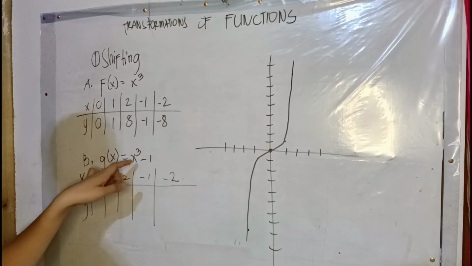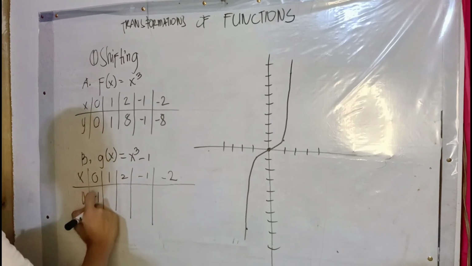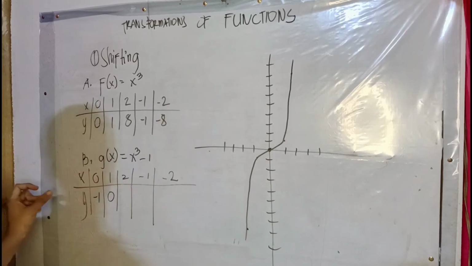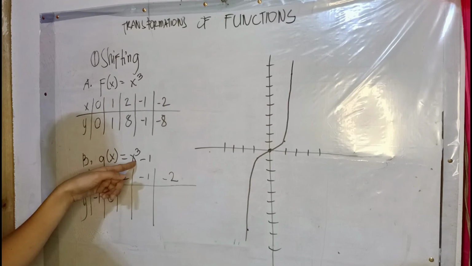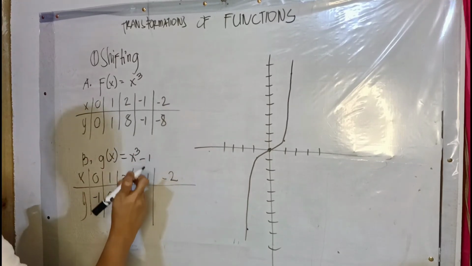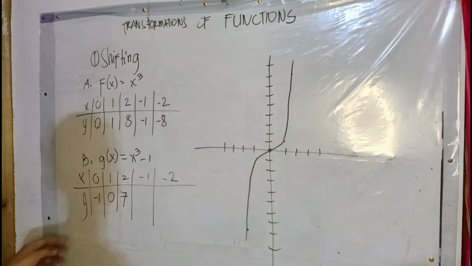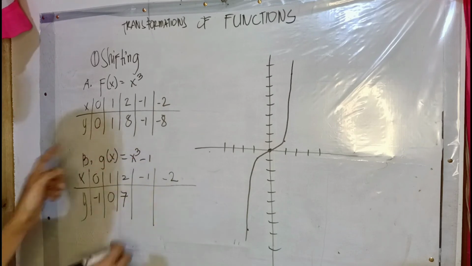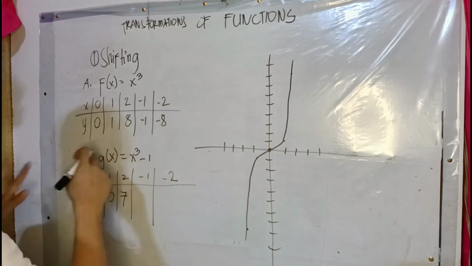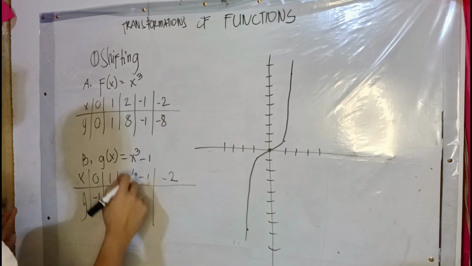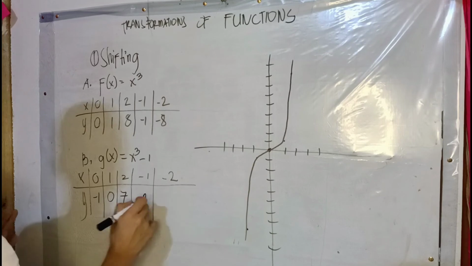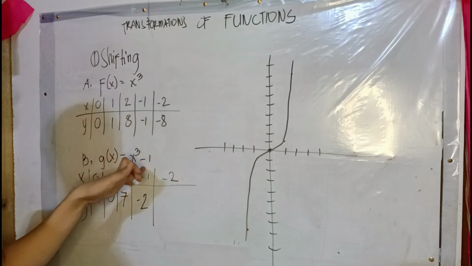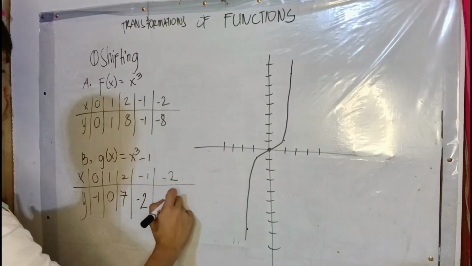Okay, so 0 times 0 is 0, then minus 1 is negative 1. 1, then minus 1, is 0. 2 cubed is 8, minus 1 is 7. Negative 1 cubed is negative 1, minus 1 is negative 2. Negative 2 times negative 2 times negative 2 is negative 8, minus 1 is negative 9.